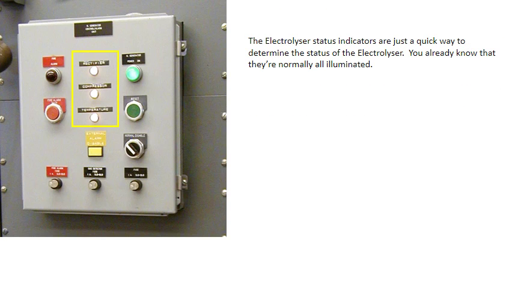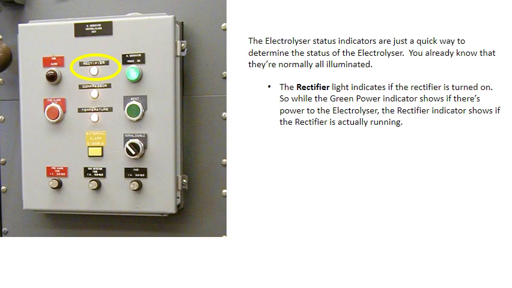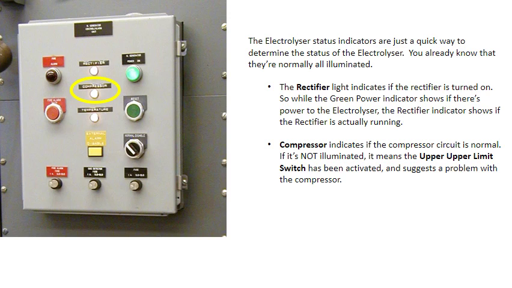The electrolyzer status indicators are just a quick way to determine the status of the electrolyzer. You already know that they're normally all illuminated. The rectifier light indicates if the rectifier is turned on. So while the green power indicator shows if there's power to the electrolyzer, the rectifier indicator shows if the rectifier is actually running. The compressor light indicates if the compressor circuit is normal. If it's not illuminated, it means the upper limit switch has been activated and suggests a problem with the compressor.